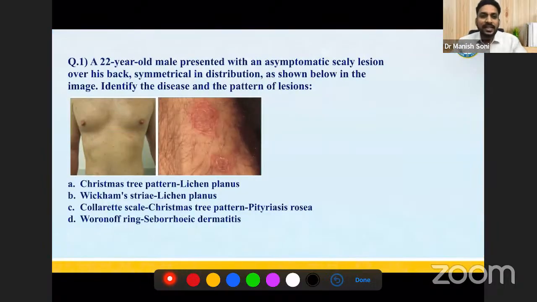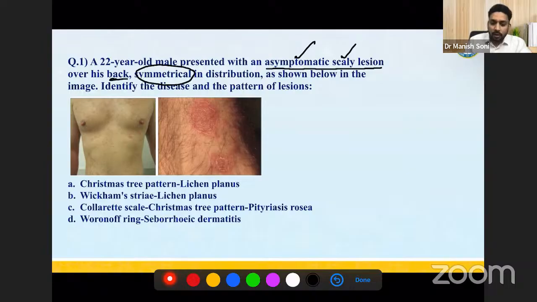Here in this first question they are saying that a 22-year-old male presented with asymptomatic scaly lesions. The lesions are asymptomatic and have a lot of scaling over them. They are present over the back and are symmetrical in distribution, that is, bilaterally symmetrical on both sides. As shown in the image, identify the disease and the pattern shown in the lesion. Now, if you look at the image, you can see trunk involvement, not just the back, but the front of the trunk is being shown. And these are the lesions.